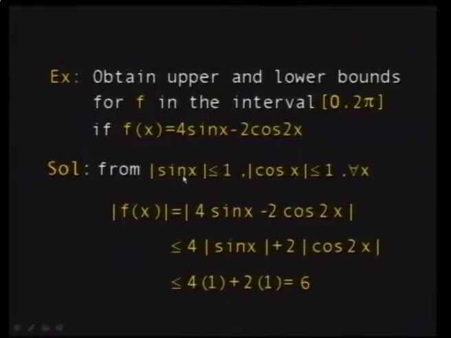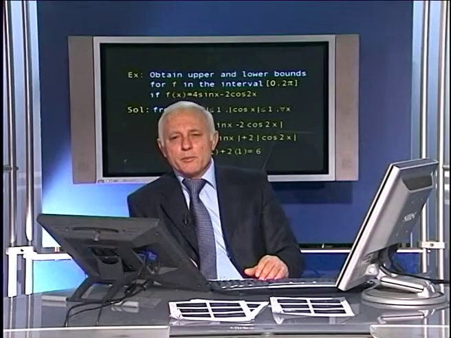So what you do, you know very well that the sine function varies between -1 and 1. In other words, the modulus of sine is less than or equal to 1. Whereas the modulus of the cosine, same thing for all values of x. So you use the inequality that we have seen in our second lecture. You have modulus of a plus b is less than or equal to modulus a plus modulus b.